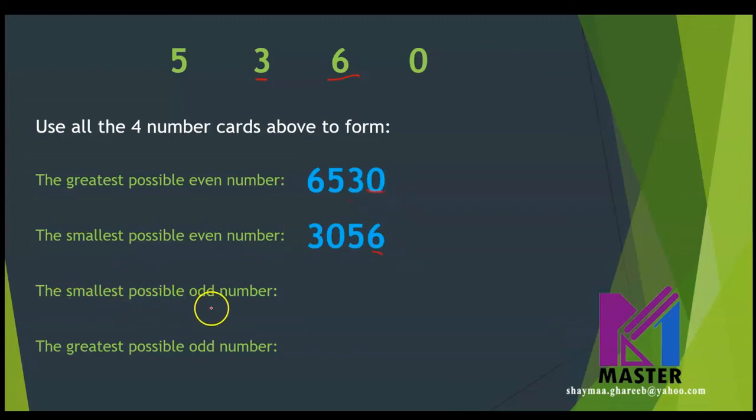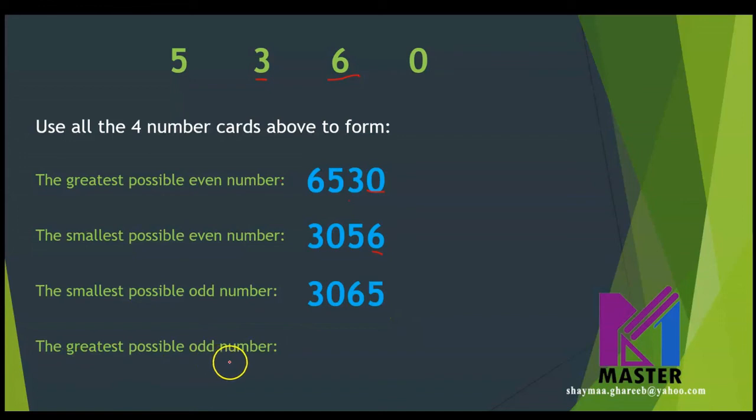The smallest possible odd number. I need it to be odd. So in this case, I will use the same digits here, but I will switch the location of the 5 and the 6. So it will be 3065.